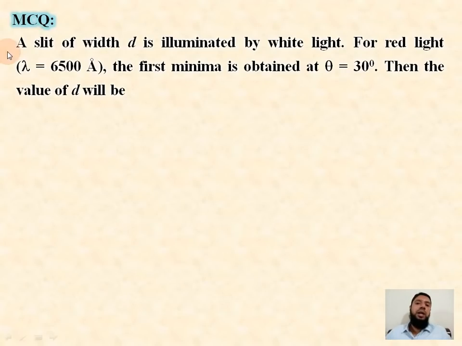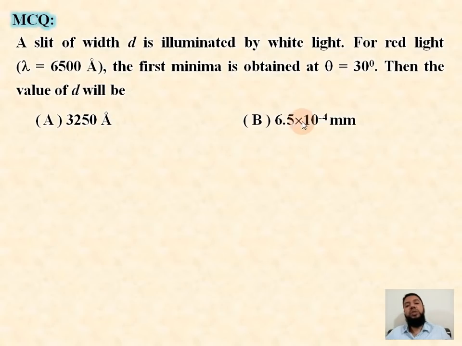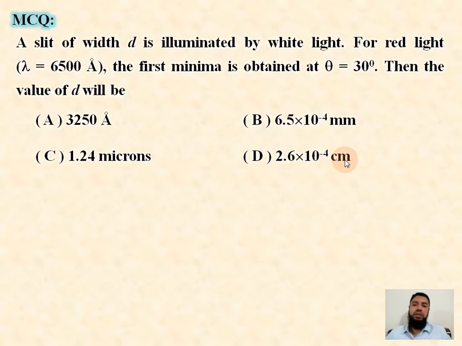Next question. A slit of width D is illuminated by white light. For red light of wavelength lambda equals 6500 angstrom, the first minima is obtained at theta equals 30 degree. Then the value of D will be option A 3250 angstrom, option B 6.5 into 10 power minus 4 millimeter, option C 1.24 microns, and option D 2.6 into 10 power minus 4 centimeter.